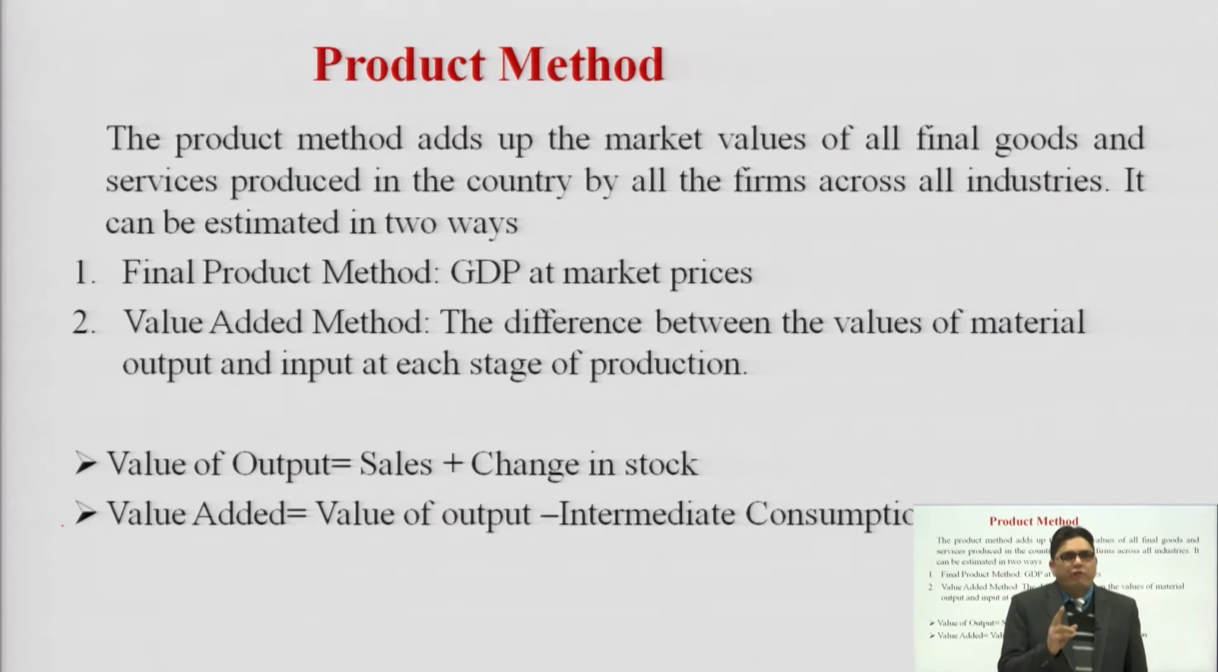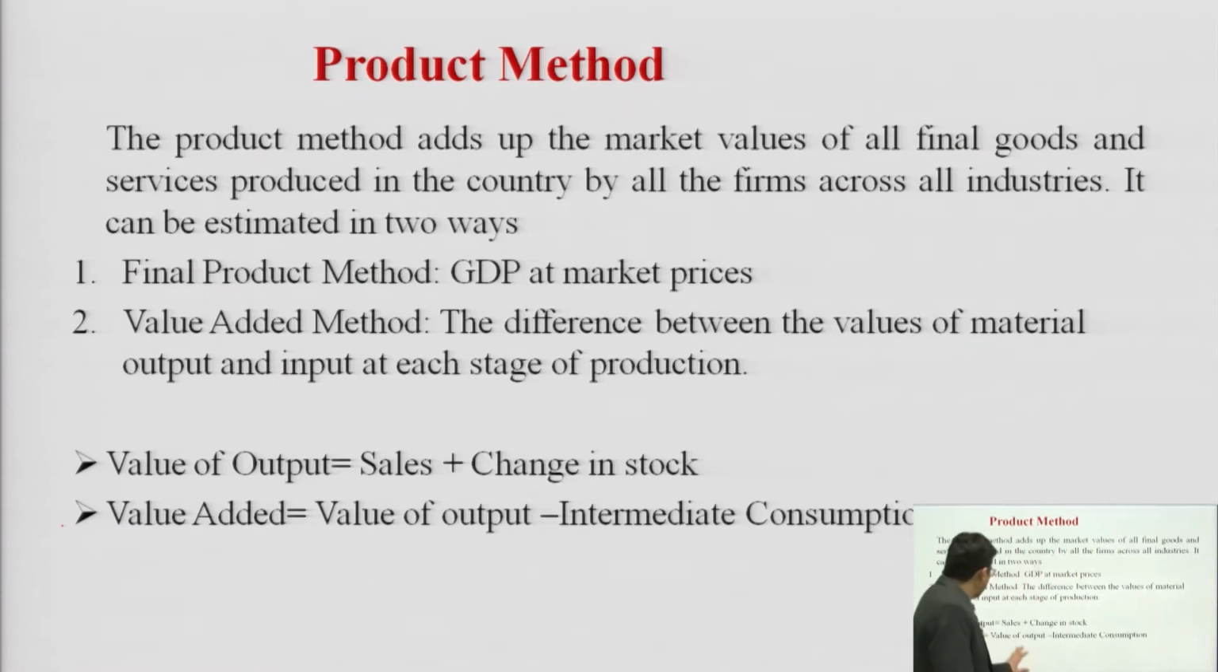There are two formulas which we will be using in the product method. The first is the value of output. How can we calculate it? It is sales plus change in stock. And how can we calculate the change in stock? It is closing stock minus opening stock.